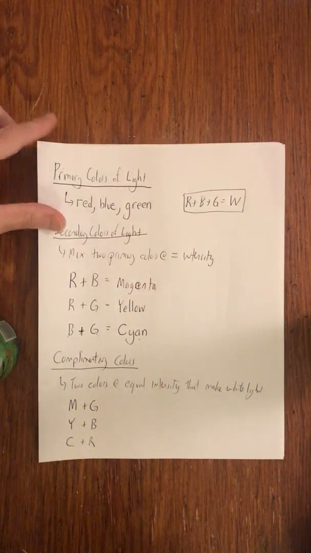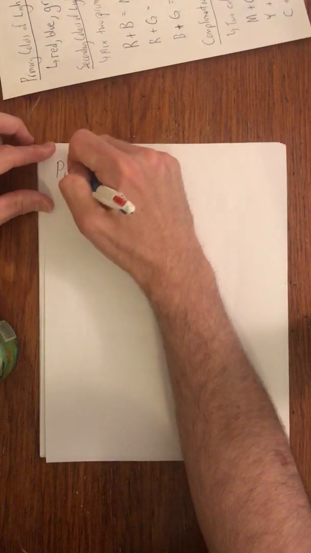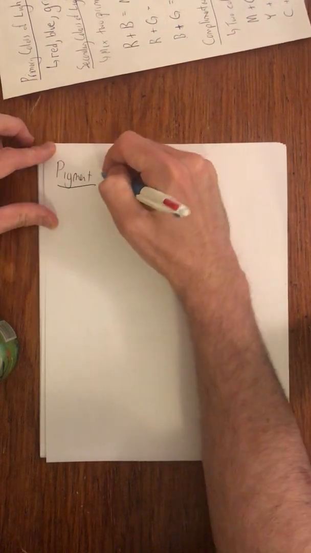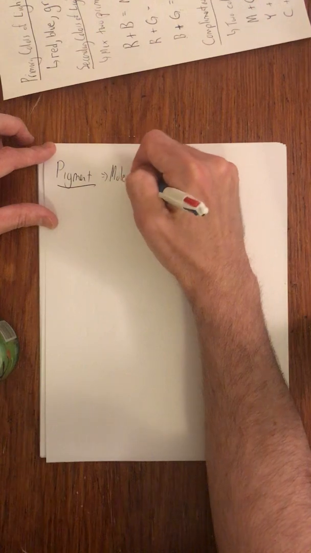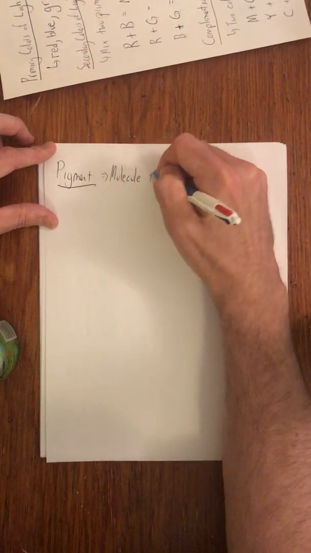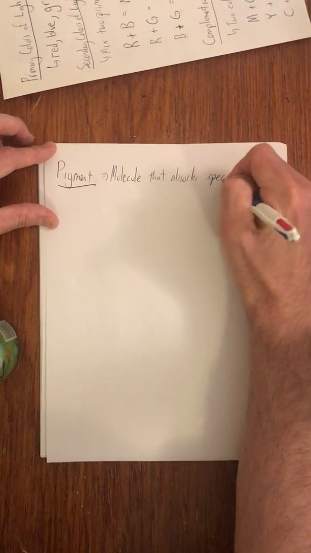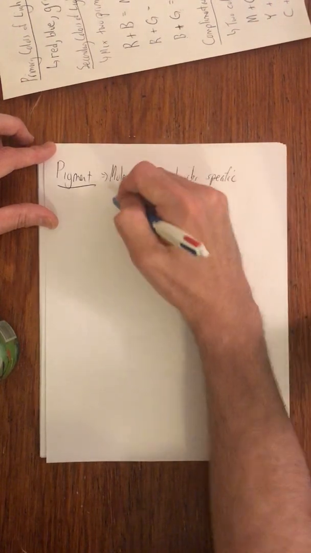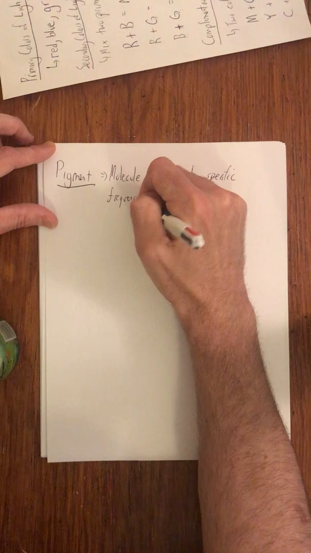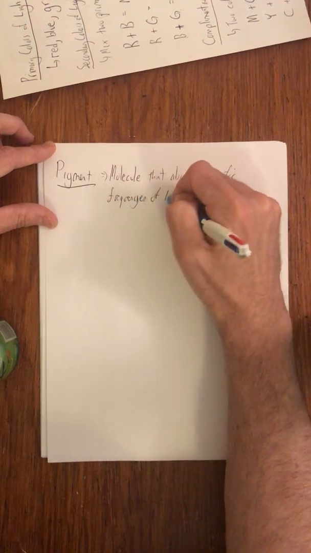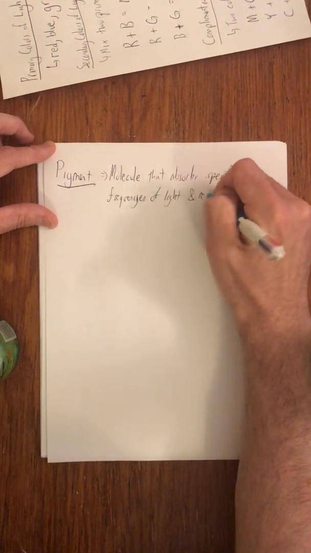So what is the thing that's doing the absorption? Well, that thing is called a pigment. A pigment is a molecule or chemical that absorbs specific frequencies of light and reflects all else.